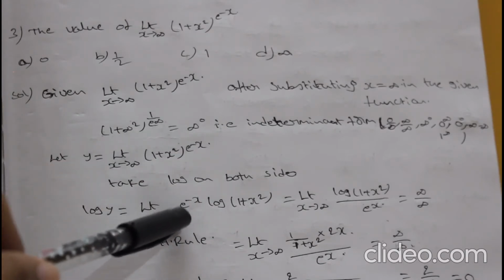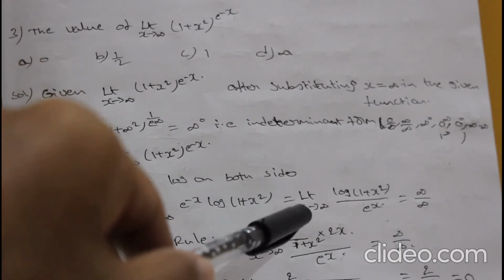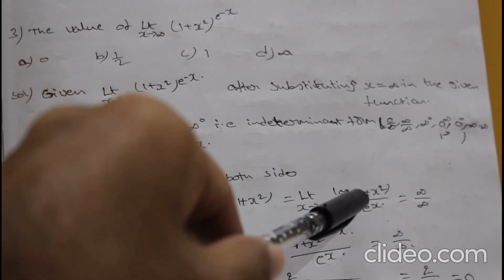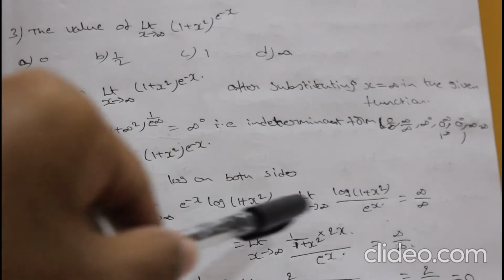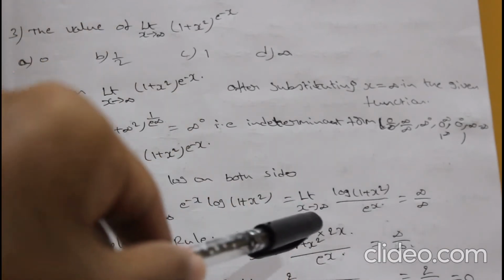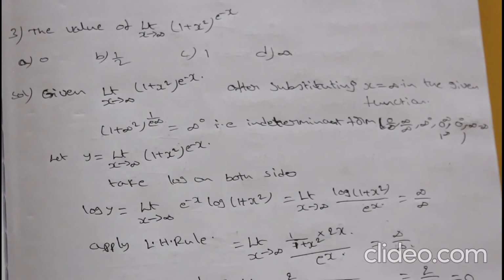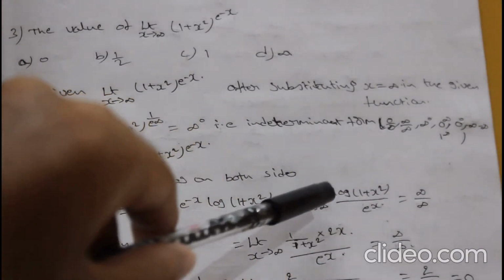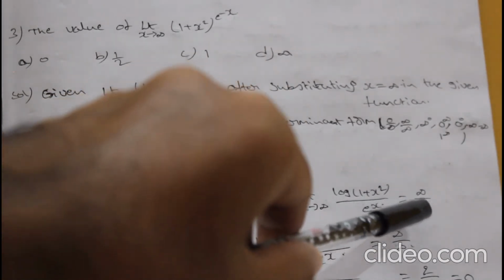So that as per that e power minus x log of 1 plus x square. Okay, so that is equal to limit x tends to infinity log of 1 plus x square over e power minus x, so directly the denominator will be e power x. Now substitute x tends to infinity. After substituting, log of infinity is nothing but infinity, e power infinity is nothing but infinity.